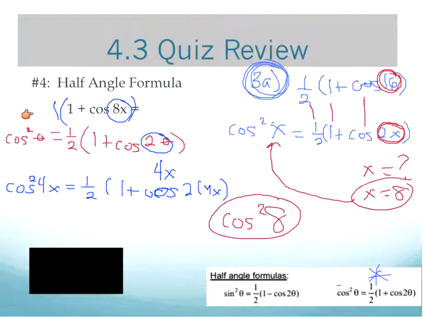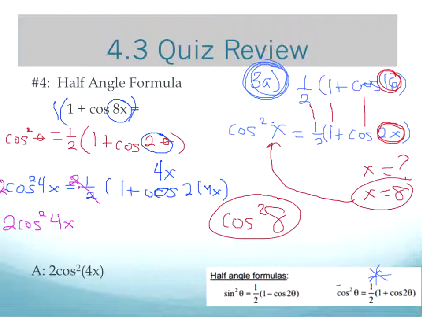What am I going to have to multiply this by if I were to want to have a 1 there? So if there's a 1/2 in the formula, but they don't have a 1/2 up here, how do I make a 1/2 become a 1? I have to multiply both sides by something. To multiply both sides by 2. If you multiply by 2, it makes the whole thing go away. So I'm going to get 2 cosine squared 4x. That's what they're looking for. 2 cosine squared 4x. That's your answer for number 4.